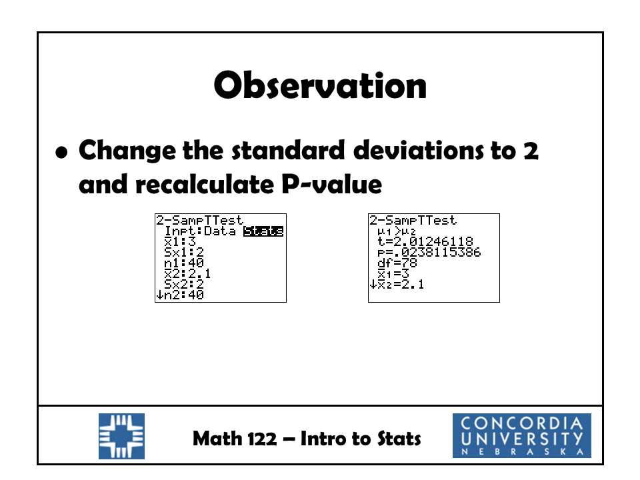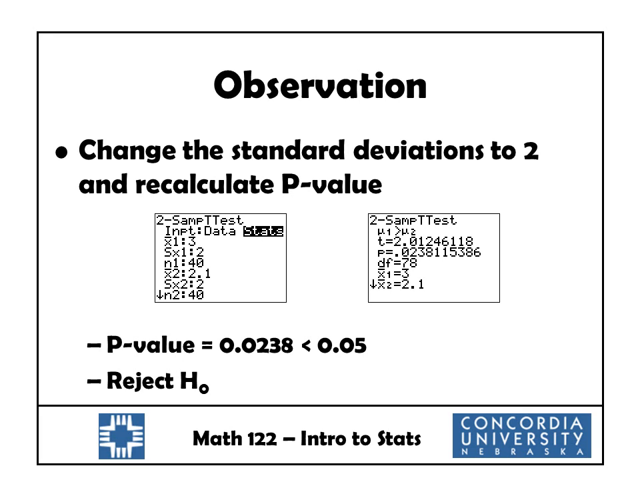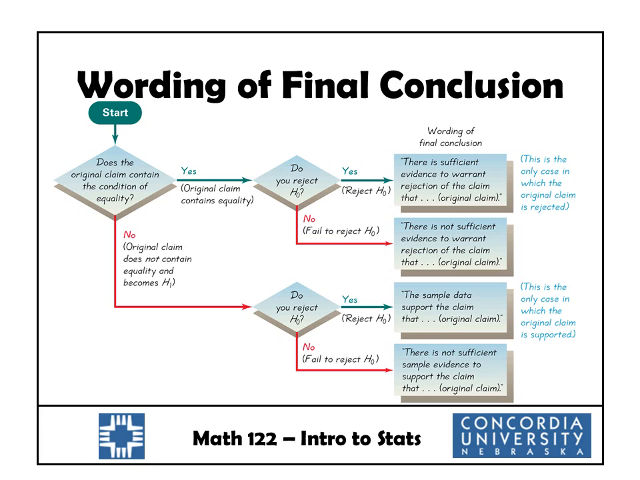On the right you see the result. P is 0.0238. So there's our p-value. Now in this case this is less than 0.05, and so we reject the null hypothesis. That's the opposite technical conclusion.